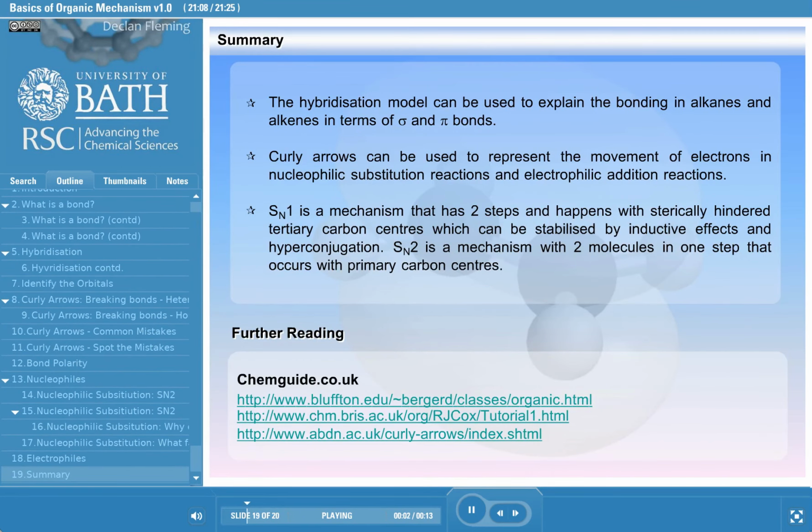That concludes this activity on organic mechanism. The links at the bottom are worth taking a look at. The last link includes lots of examples of reactions you will not yet have met, but it's a good tool for practicing using curly arrows.